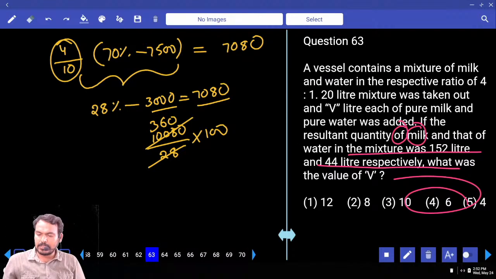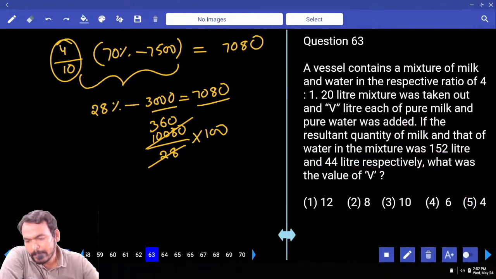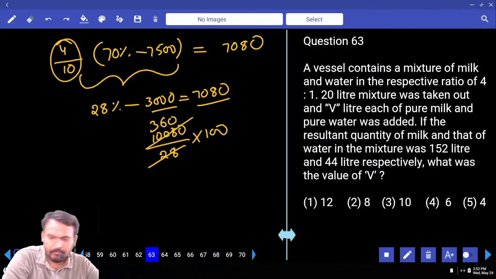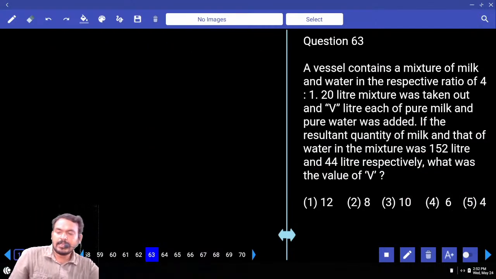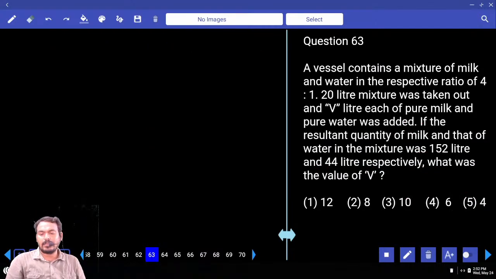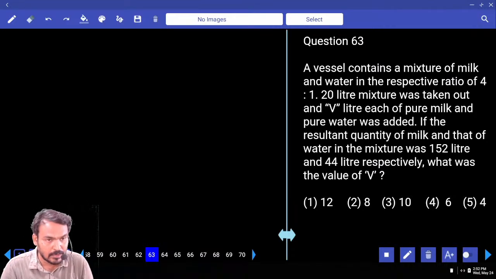Next question number 63. A vessel contains a mixture of milk and water in the respective ratio of 4:1. If 20 liters of the mixture was taken out and V liters each of pure milk and pure water was added, the resultant quantity of milk and that of water in the mixture was 152 liters and 44 liters respectively. What was the value of V?